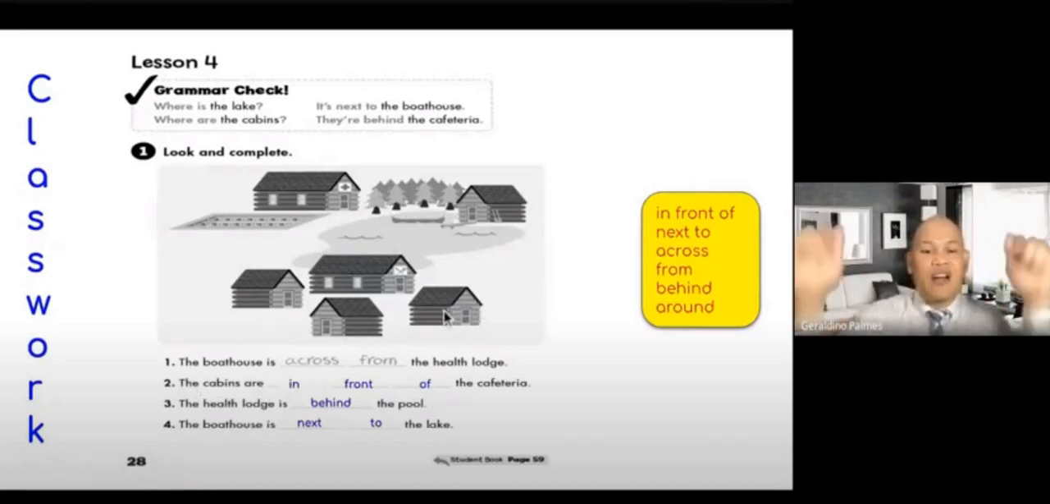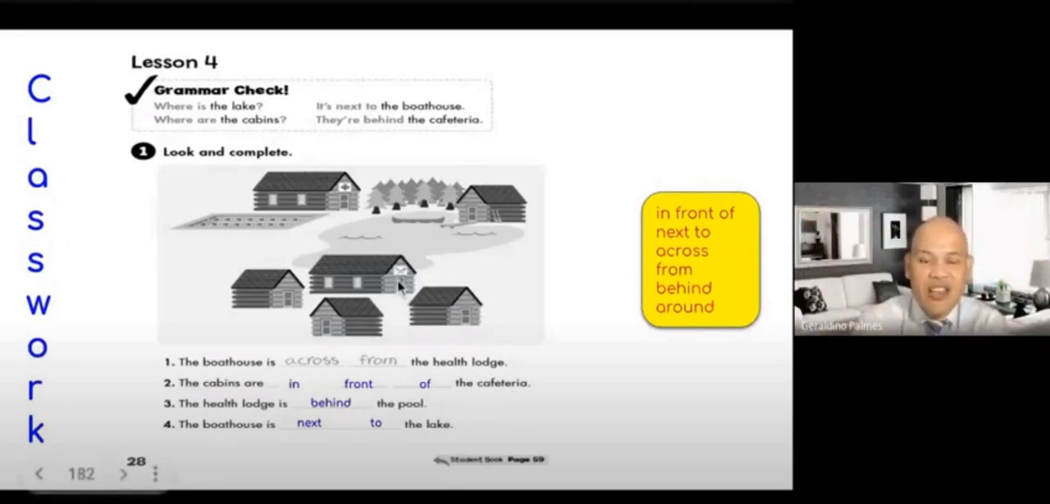Look at that. They're in front of the cafeteria. You can see that sign right there. You have the fork and spoon. Okay, cafeteria. Number 3, the health lodge. Health lodge is behind the pool. Okay, behind the pool. In number 4, the boathouse is next to the lake. Boathouse next to the lake. Similar. Okay. So, that's it for lesson number 4.